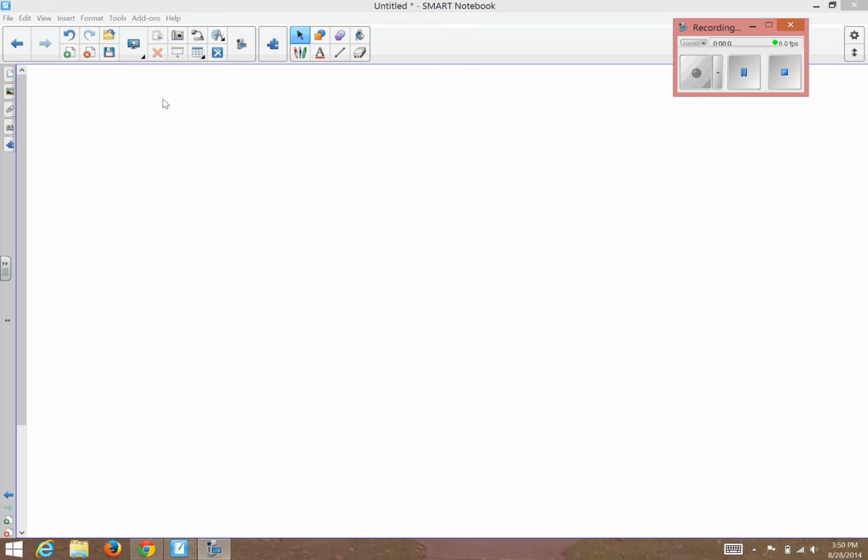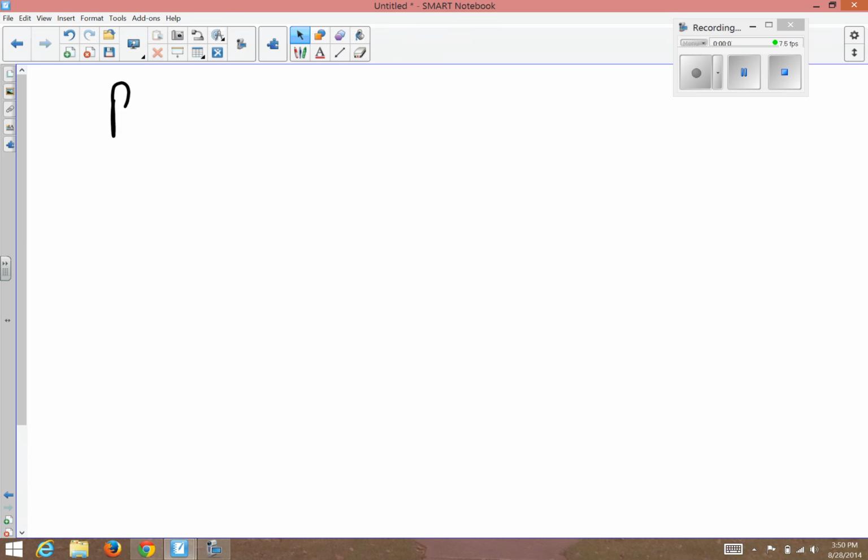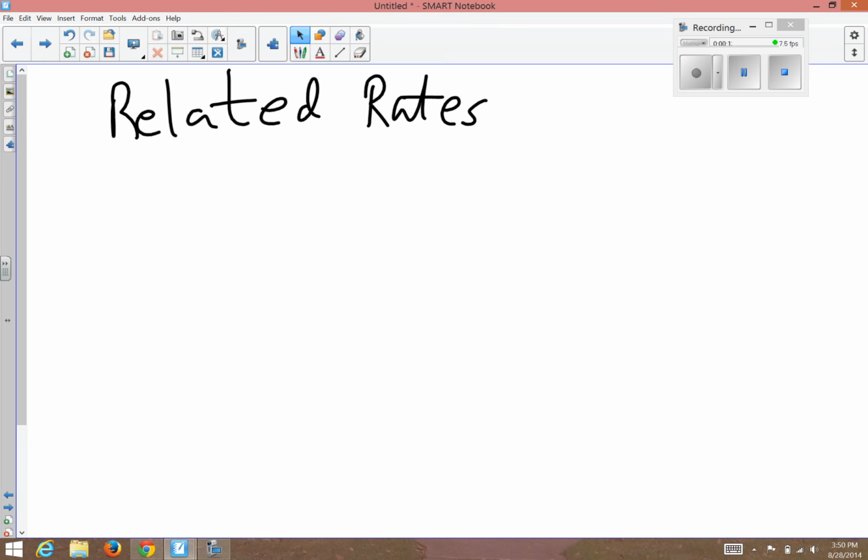Related rates. At my website, you'll find a PDF called Related Rates. You should print that out, and it looks like this.